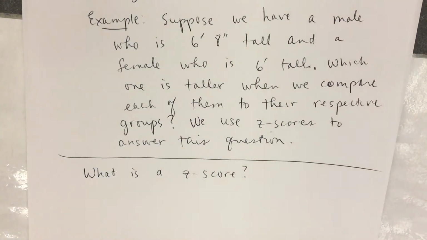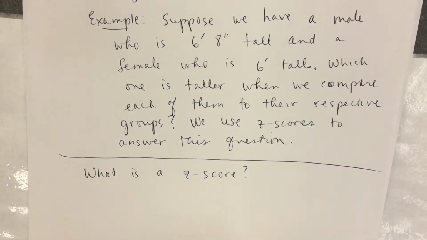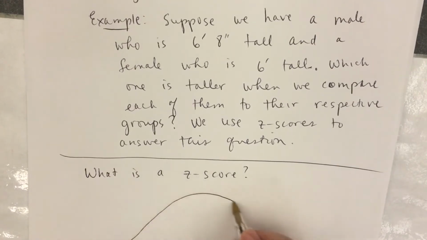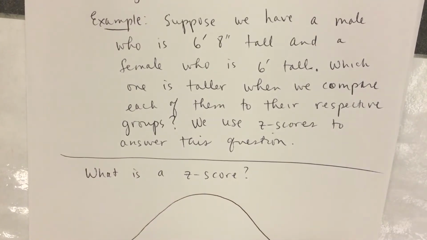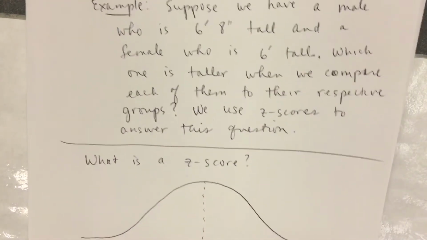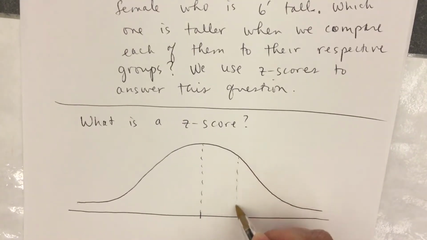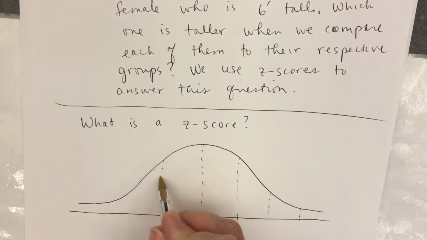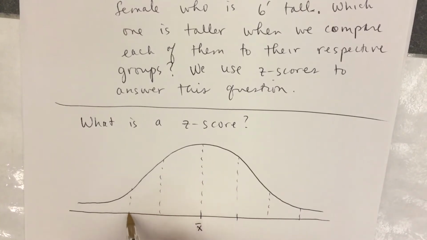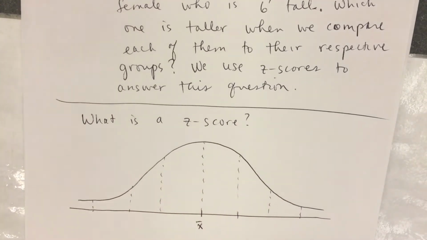I'm going to draw the picture of the normal curve. My 1, 2, 3 standard deviations above and below the mean. I could go more than that, but that's a good starting point. So we'll have the mean x bar. We'll go 1, 2, 3 each way.